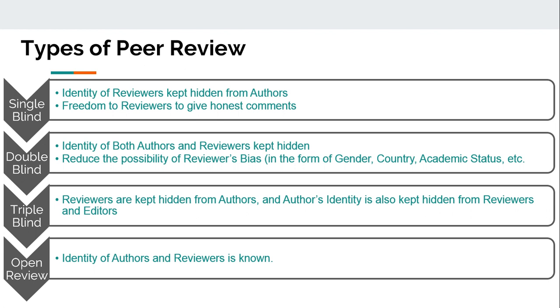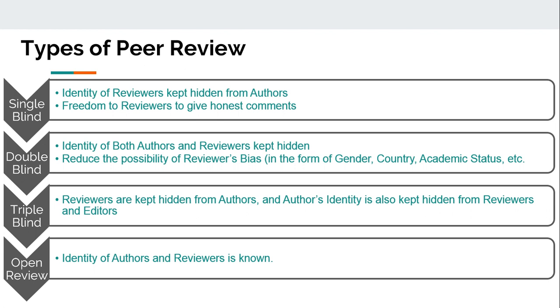And double blind is where the identity of both the authors and reviewers is kept hidden. So reviewers don't know who the author is, and the author does not know who is going to review the manuscript. It reduces the possibility of reviewer bias in the form of gender, whether someone is male or female, or the country of the author, or the academic status, or the history of publications of that particular author. All these parameters are kept hidden when the reviewers don't know about the authors and the authors do not know about the reviewers. So this is the double blind peer review process.